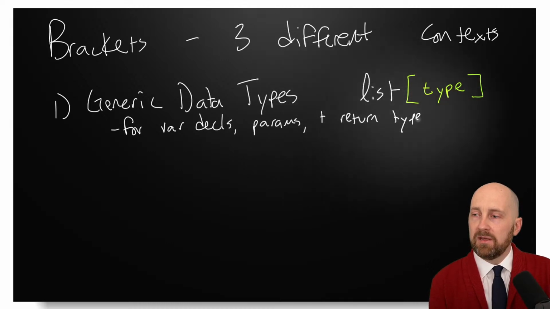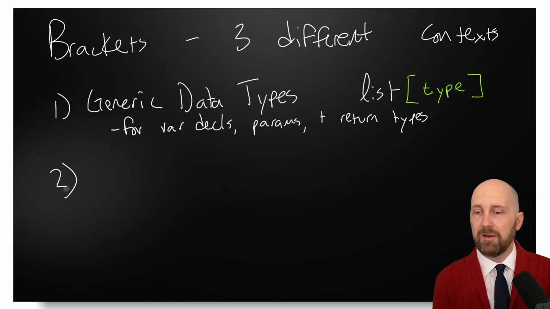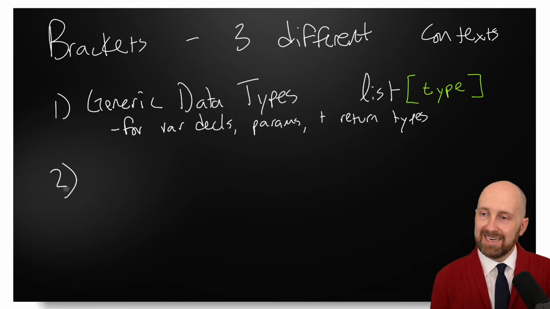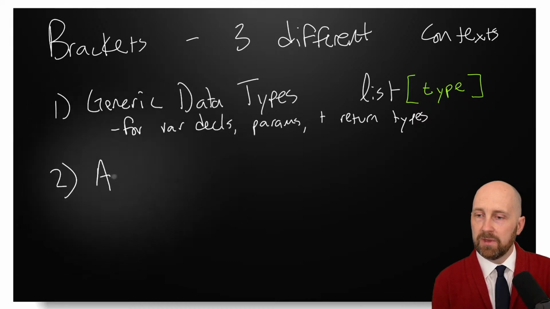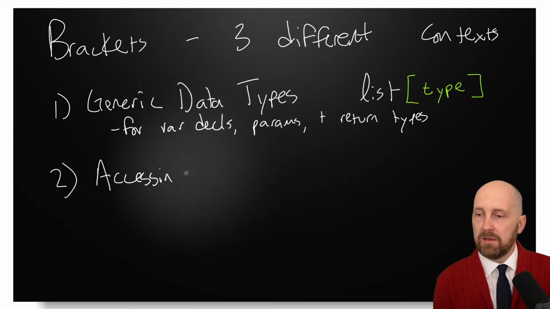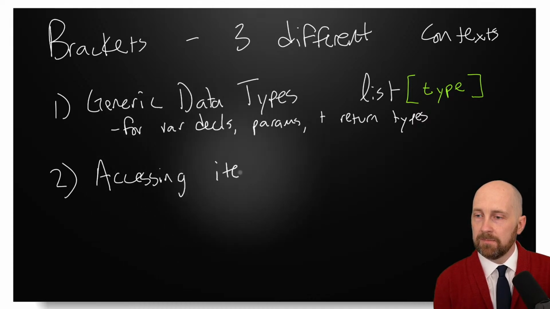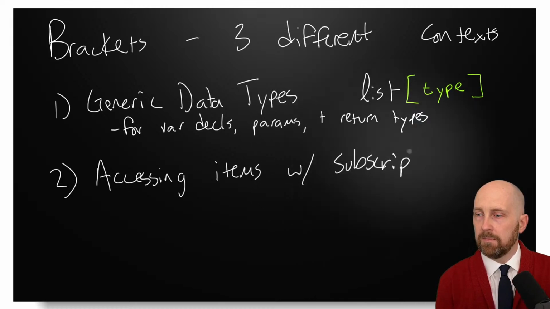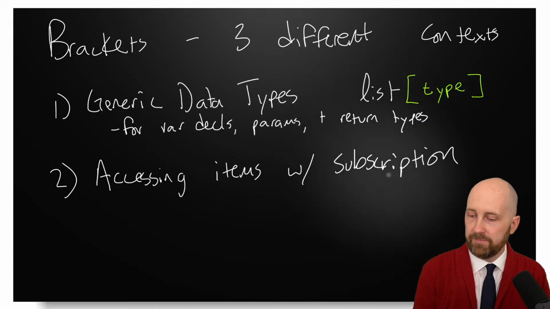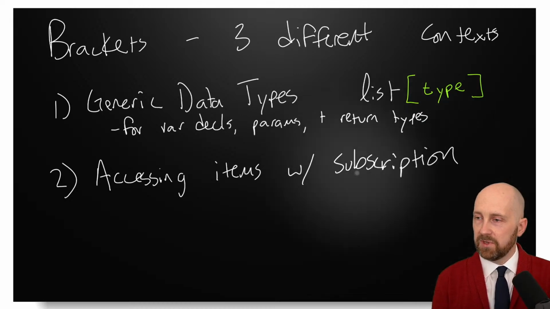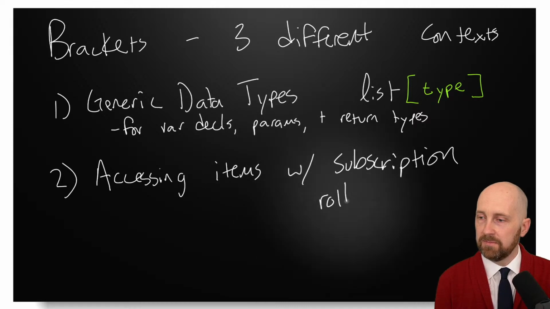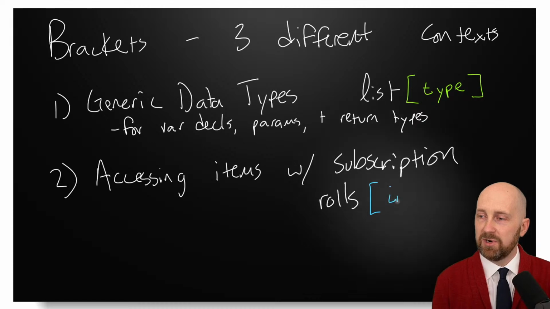All right. The second place that we will commonly see square brackets, that's an important context, is when we're accessing items, right? So accessing items with subscription. The subscript notation is, if we wanted to give an example of that, like saying we have a variable named roles, and we're using square brackets here and some int expression.